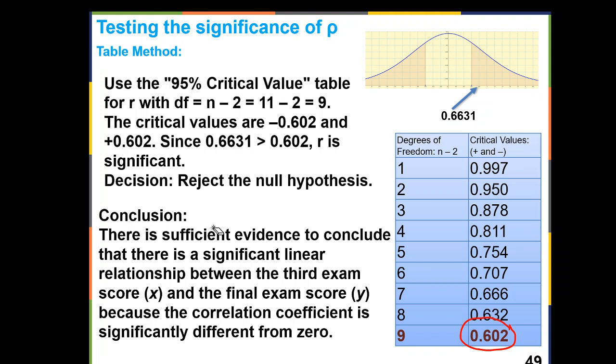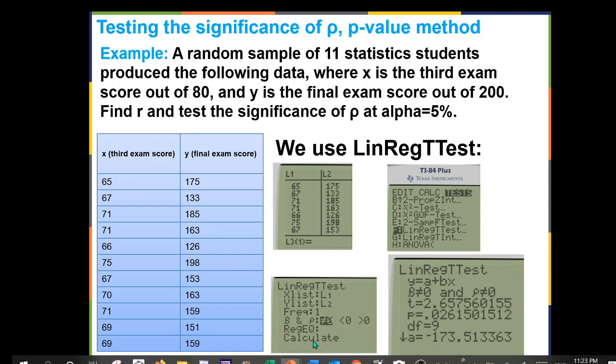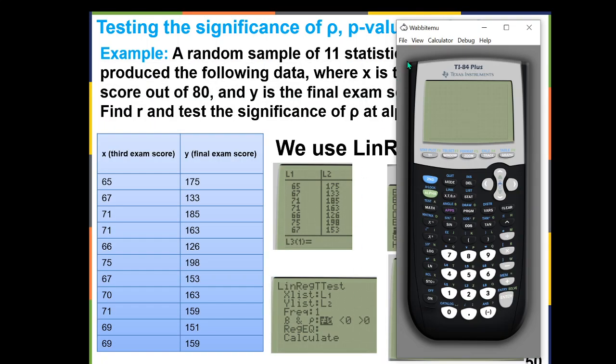So what do we say? There is sufficient evidence to conclude that there is a significant linear relationship between the third exam and the final exam scores. Of course, at 5% level of significance, because that table is at 5%, right? All right, so that's directly using r without converting to t. What if we want to convert to t? Well, in the calculator, there is a test you can use that does it for you.